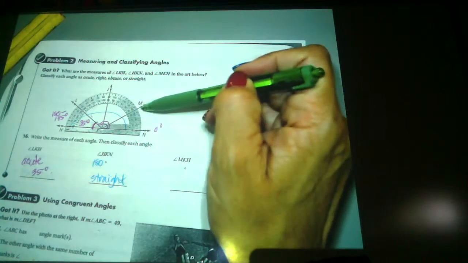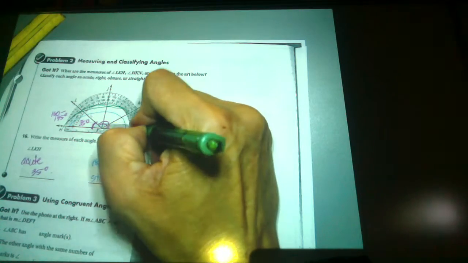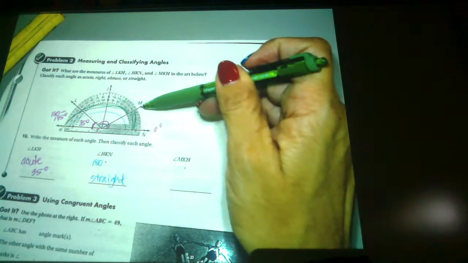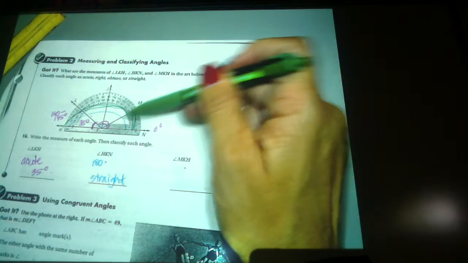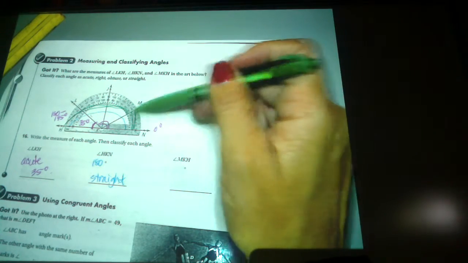And then MKH, from M to K to H. So we're looking at it from here to here. So again, they didn't give me an angle that started at 0. So I want to look at this angle here. From here to here, what angle is that? Or how many degrees?